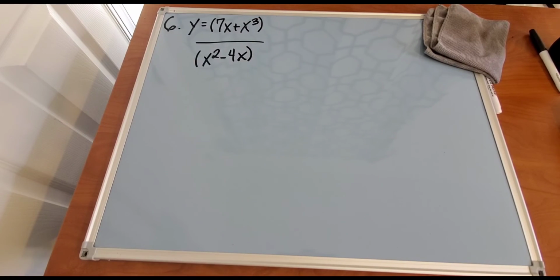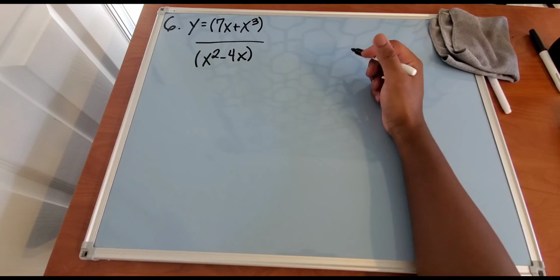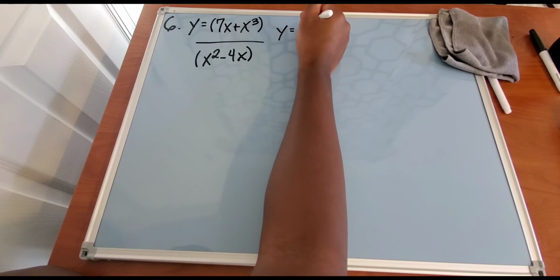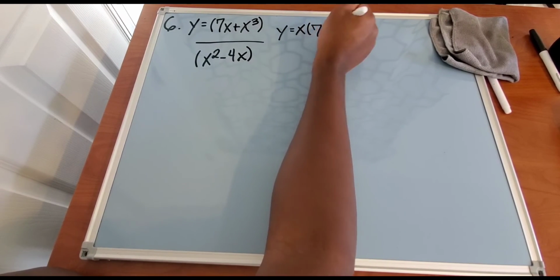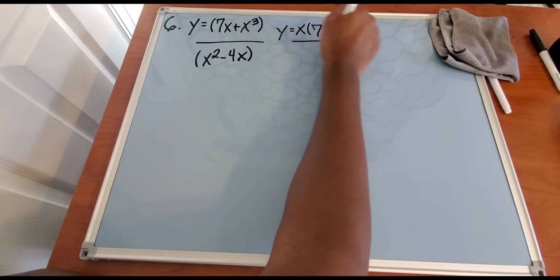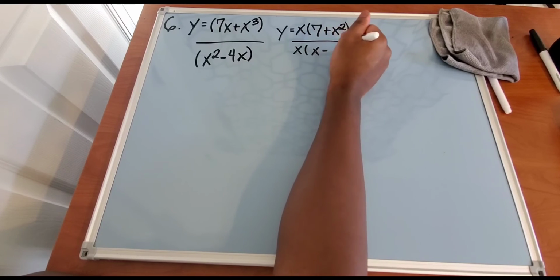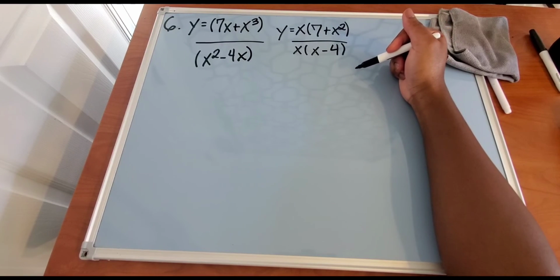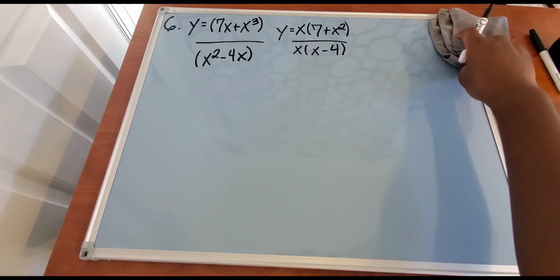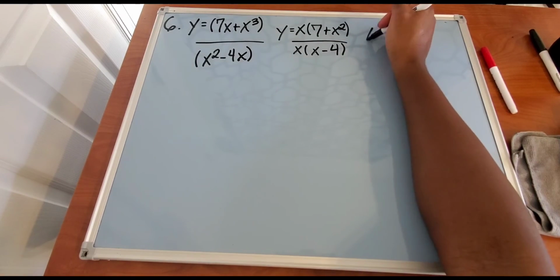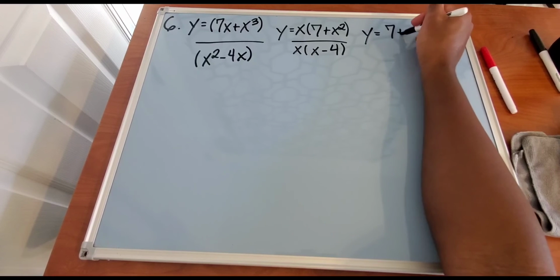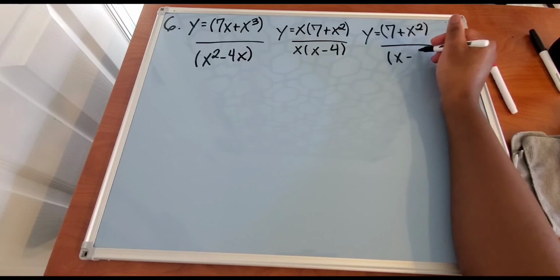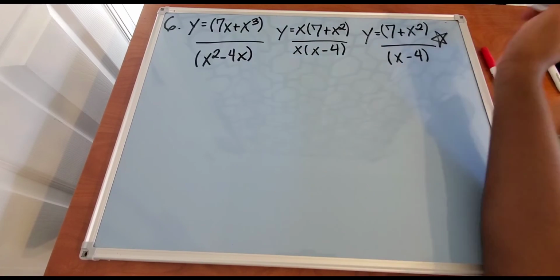So again, I can actually pull out an x here, and I can make it a little bit easier for quotient rule. So I'm going to go ahead and do that. So I'm going to say y is equal to x times 7 plus x squared over x minus 4. You can double check to make sure that works. If we distribute the x back out, we get 7x plus x cubed over x squared minus 4x. Those two x's cancel, so we can say that y is equal to 7 plus x squared over x minus 4. And this right here is what I will use the quotient rule on.